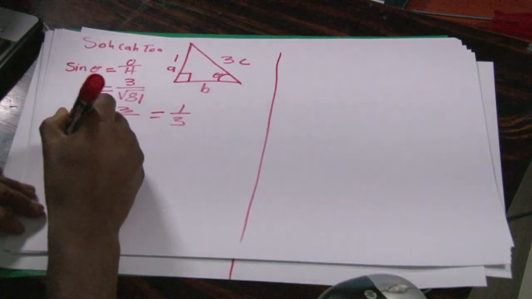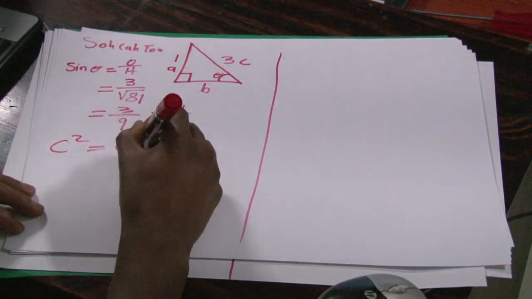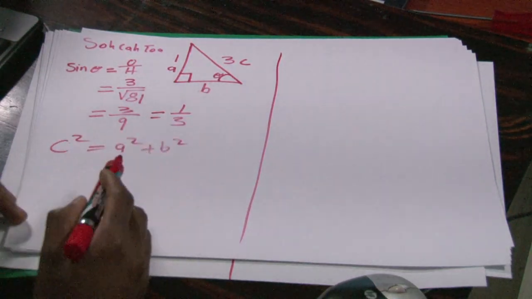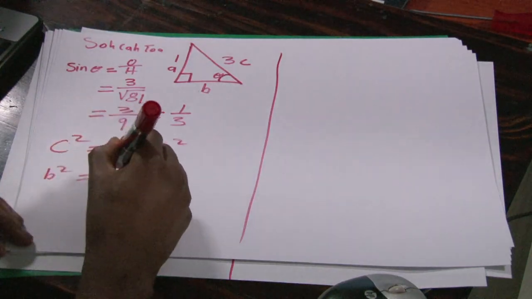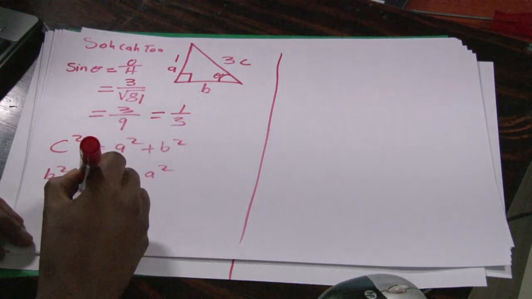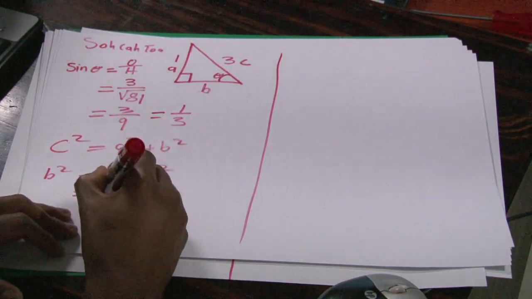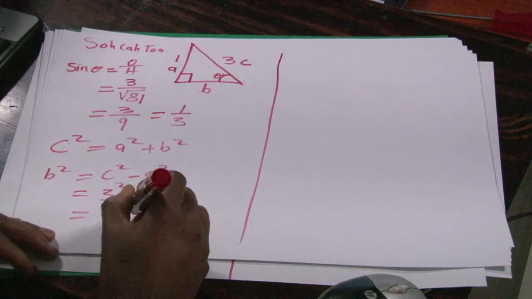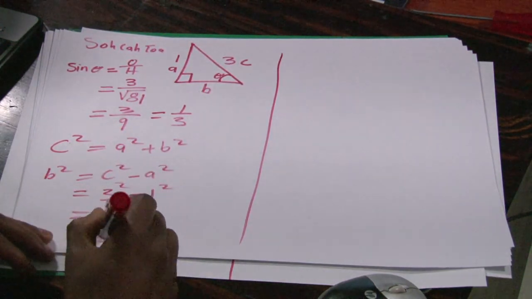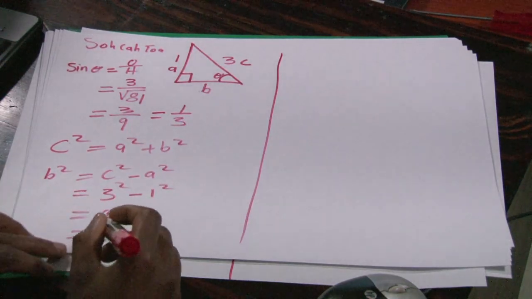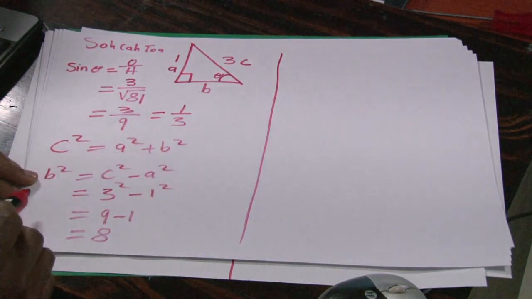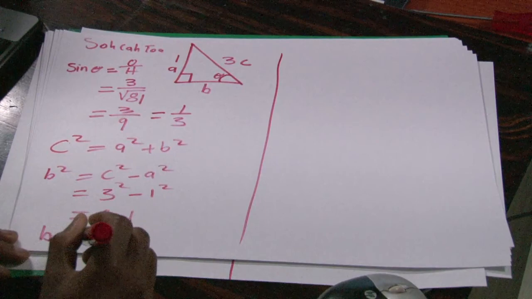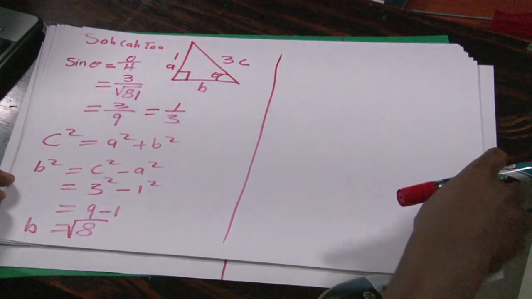Pythagoras theorem, remember, C squared is equal to A squared plus B squared. Now we are finding B. Take A squared to the other side, then you have your B squared. So B squared is equal to C squared minus A squared. Our C is 3, so 3 squared minus A, which is 1 squared. That is 9 minus 1, which gives you 8. Now we have to take the square root of both sides to get rid of the square. So B is equal to the square root of 8. That's how we find that.